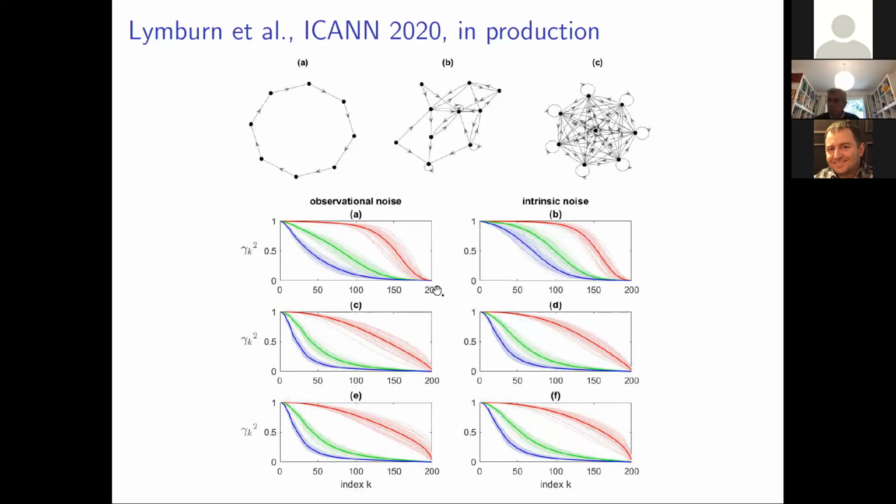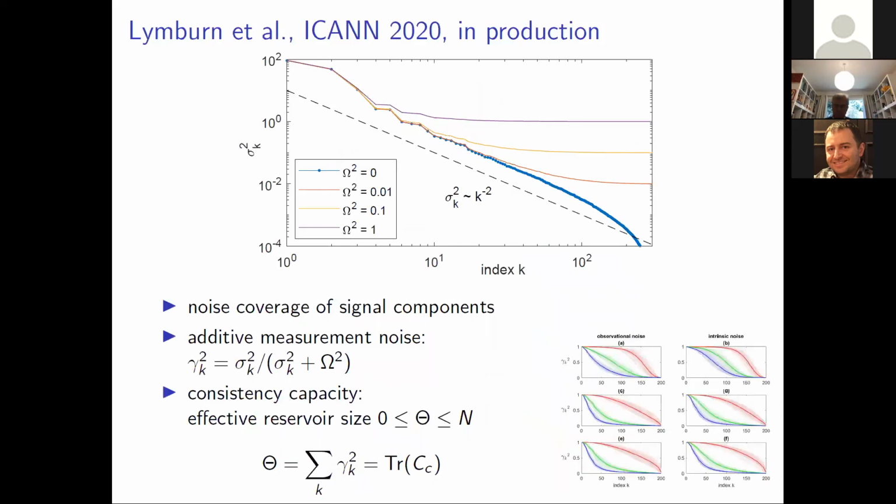And on the other end, there are always a few directions which are completely useless because they effectively don't have any signal in them. And the rest is somehow decaying. We can understand this to some extent.